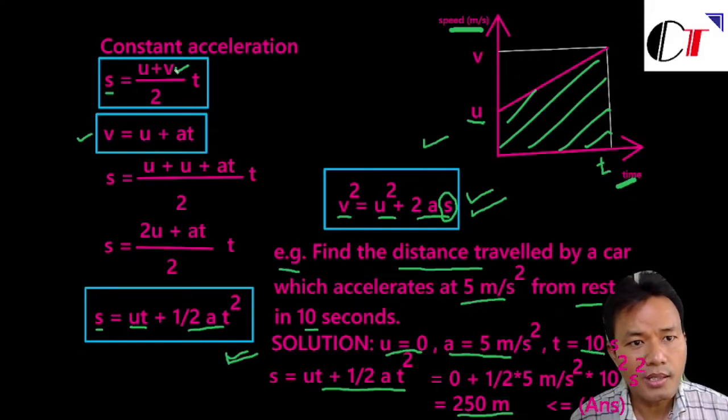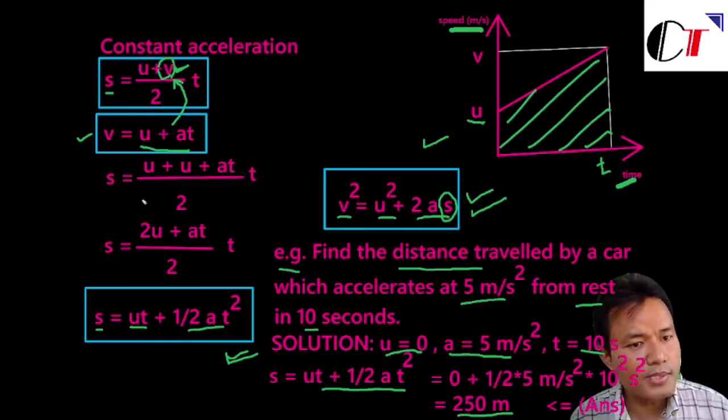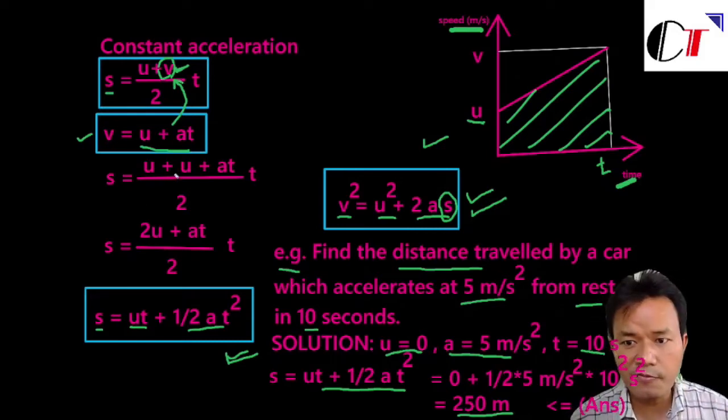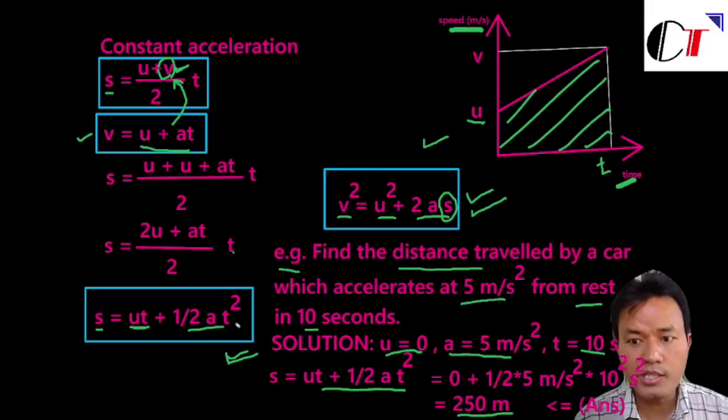So what we can do is, in place of v here, we can substitute this expression, u plus at. So your s will be equal to (u plus, in place of v, u plus at) divided by 2 times t. And of course, u plus u is 2u, so your numerator will be 2u plus at, divided by 2, times t. Now if you split the division, 2u by 2 is u, and multiplied by t is ut, and at by 2 times t is just at squared by 2, or half at squared.